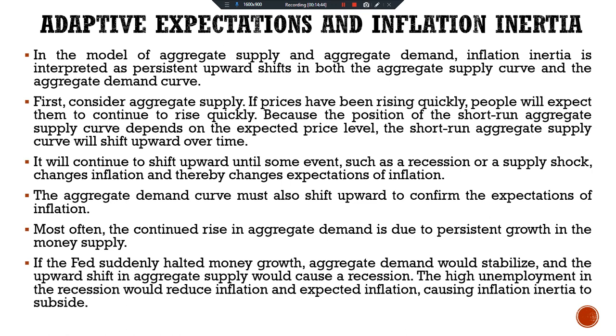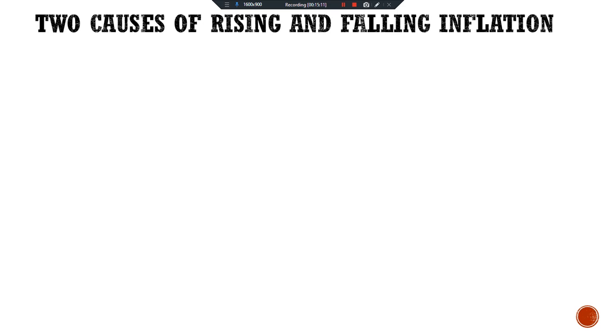If the Fed or the central bank suddenly halted money supply growth, aggregate demand would stabilize, and the upward shift in aggregate supply would cause a recession. The high unemployment in the recession would reduce inflation and expected inflation, causing inflation inertia to subside. Okay, moving towards the two causes of rising and falling inflation.